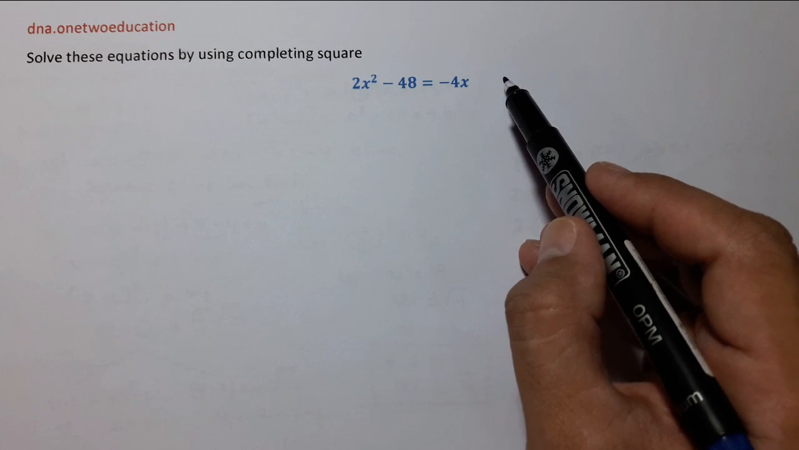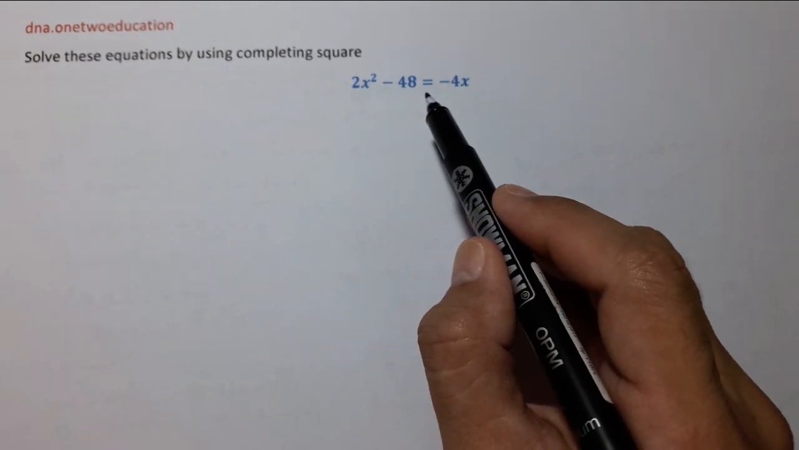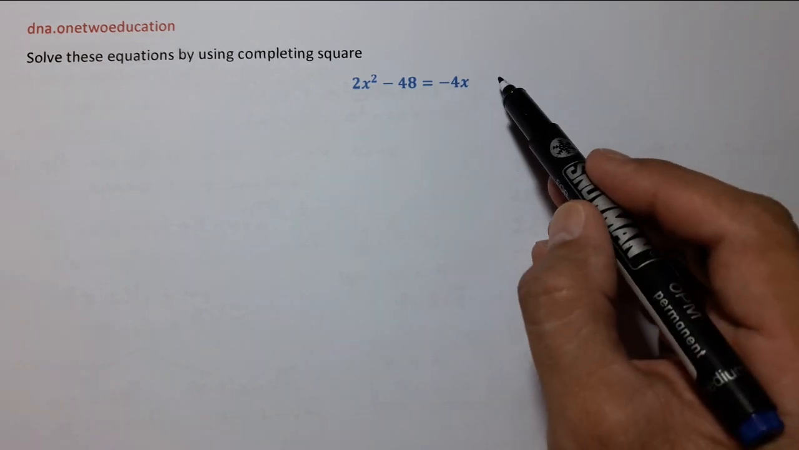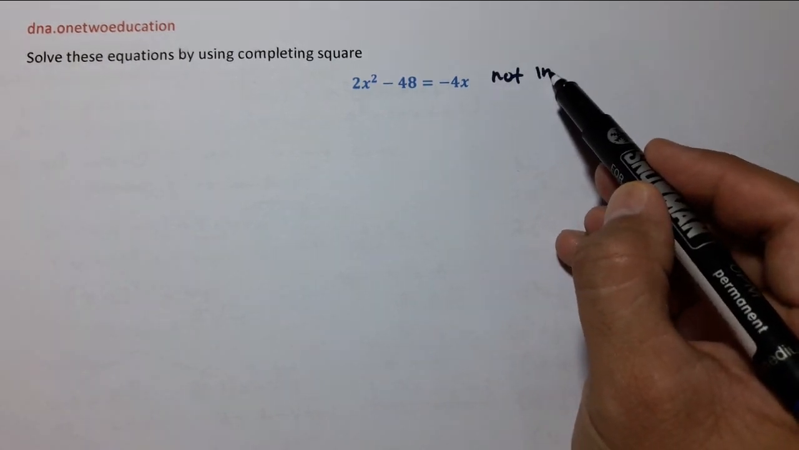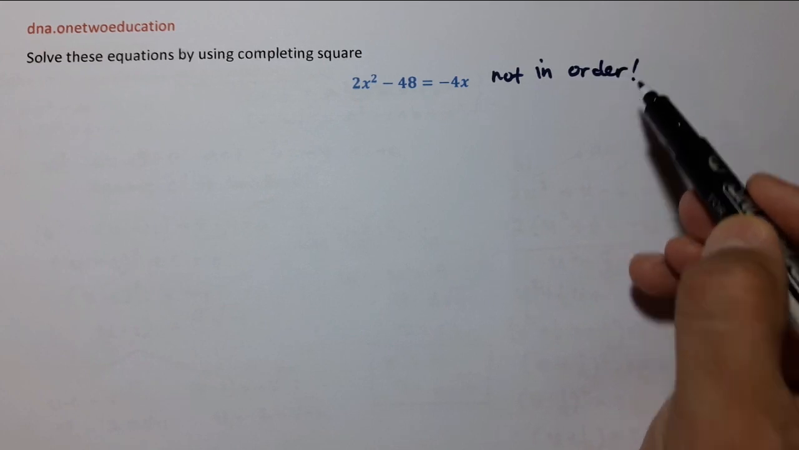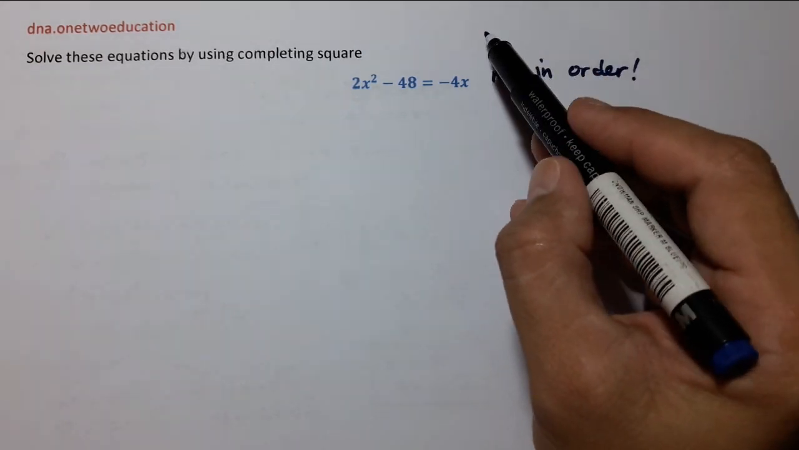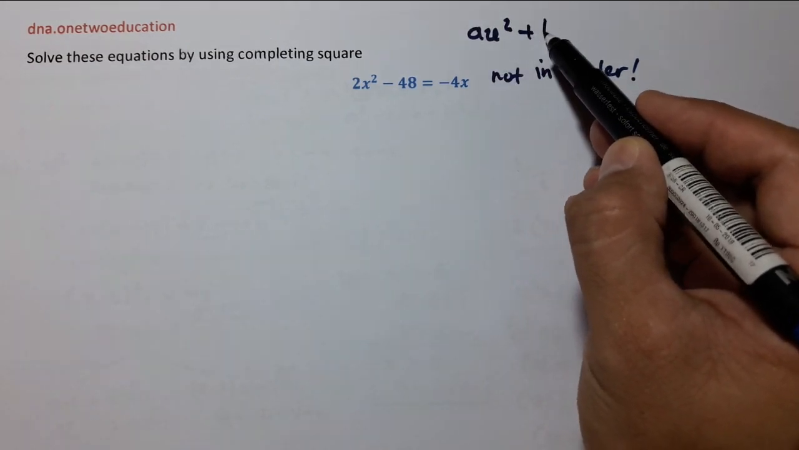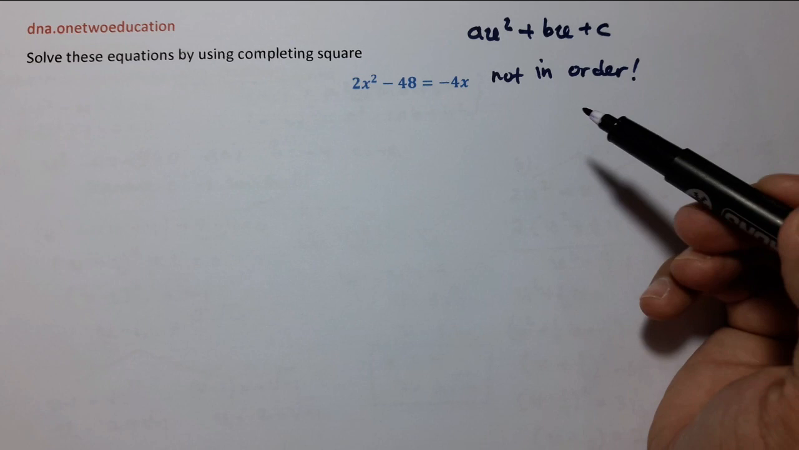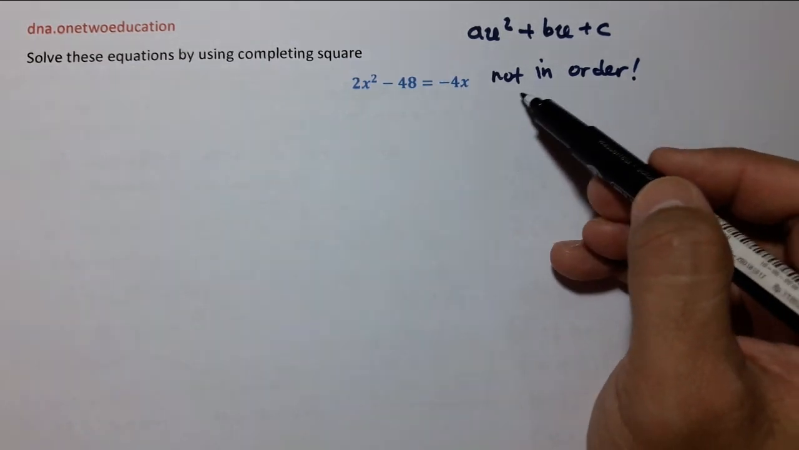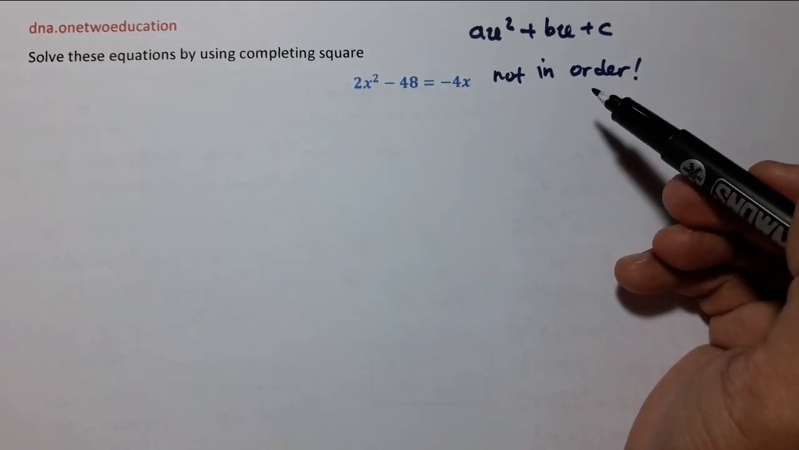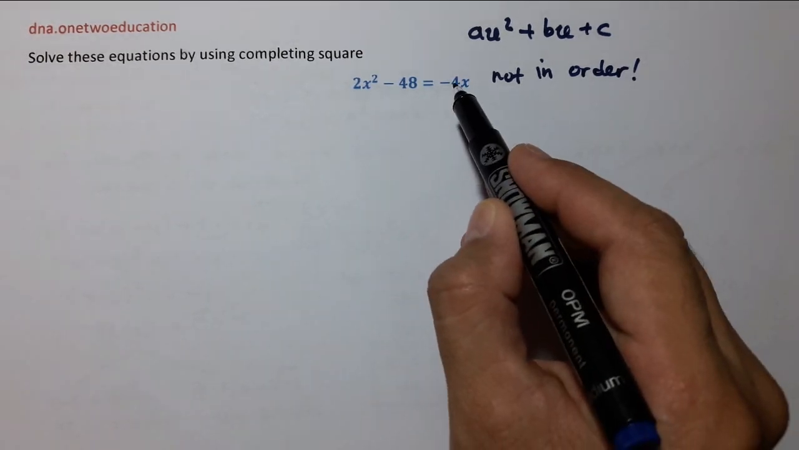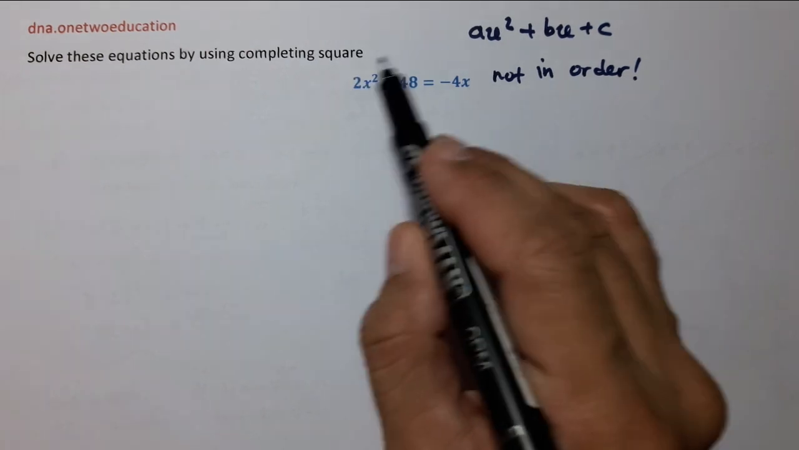Okay, students, when we take this expression, actually this expression is not in order. Why not in order? Because the expression of the quadratic is ax squared plus bx plus c, right? But this one is not in order. So how to rearrange this expression? That's very easy, right? You just put minus 4x to the left side.